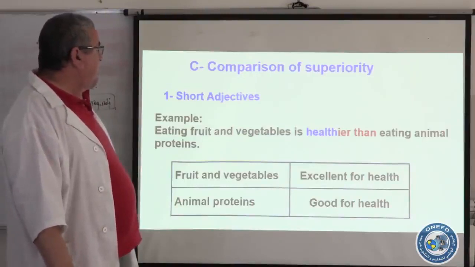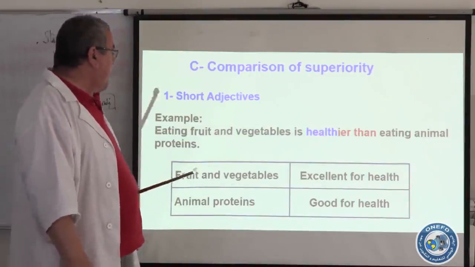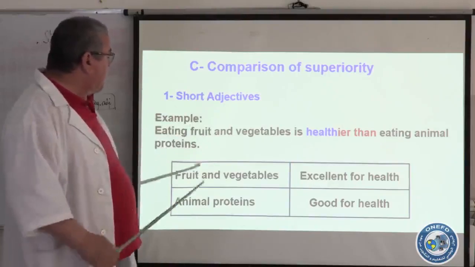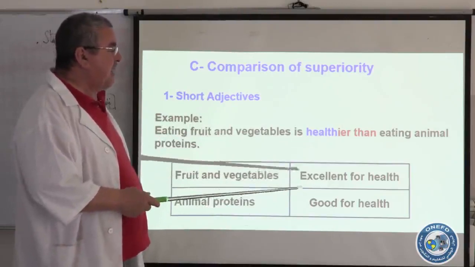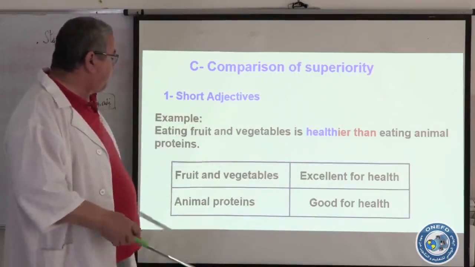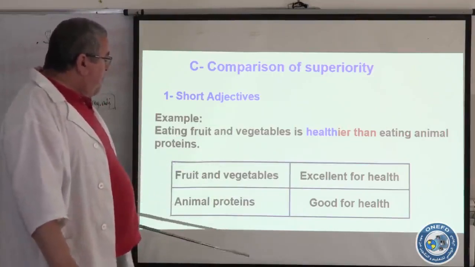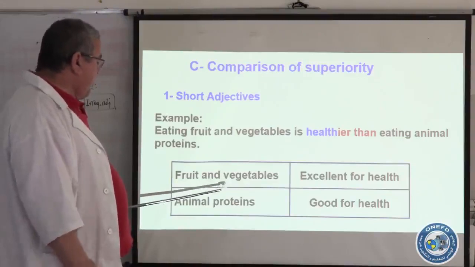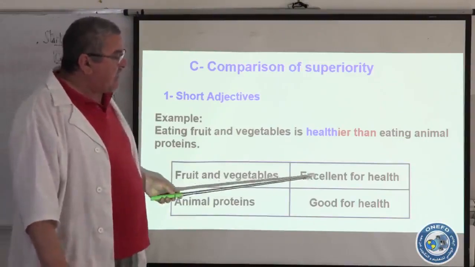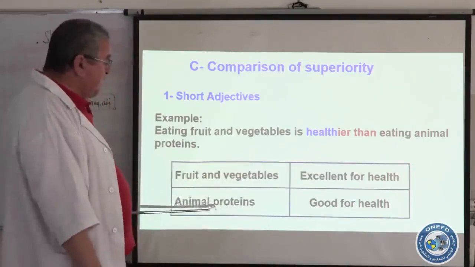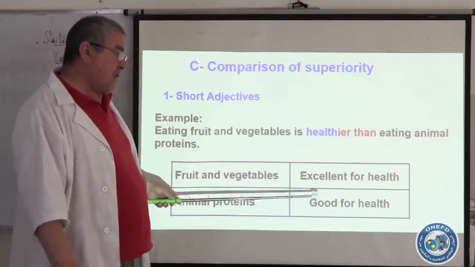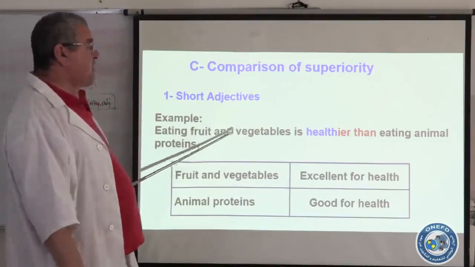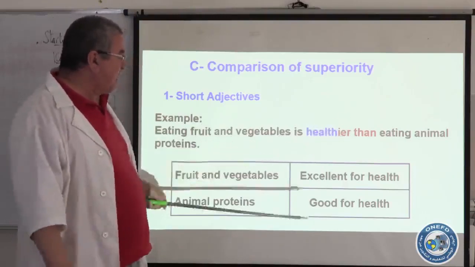And let's move to comparison of superiority here. Now, we'll talk first with short adjectives. An example: eating fruit and vegetables is healthier than eating animal proteins. Now, how do we say this? Because doctors always say that fruit and vegetables are excellent for our health. Animal proteins are good for health, but not as good as fruit and vegetables. So this is why we say eating fruit and vegetables is healthier than eating animal proteins.